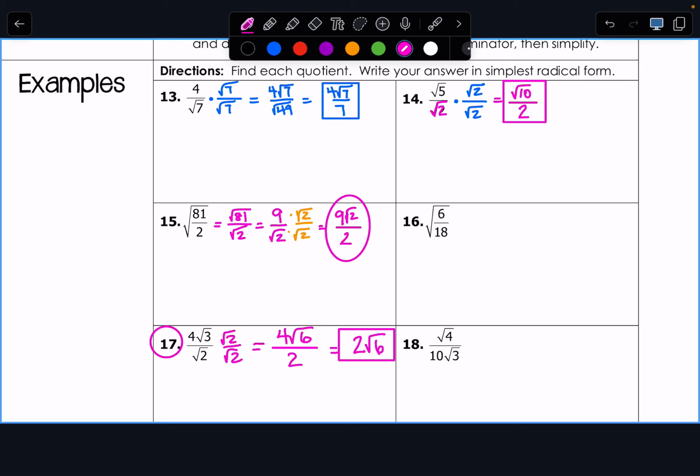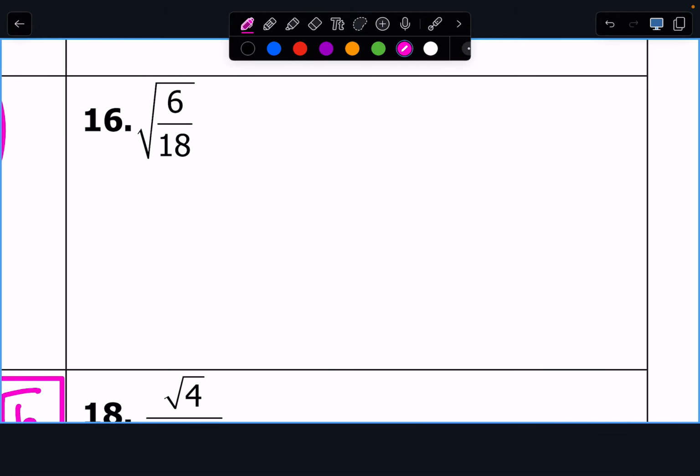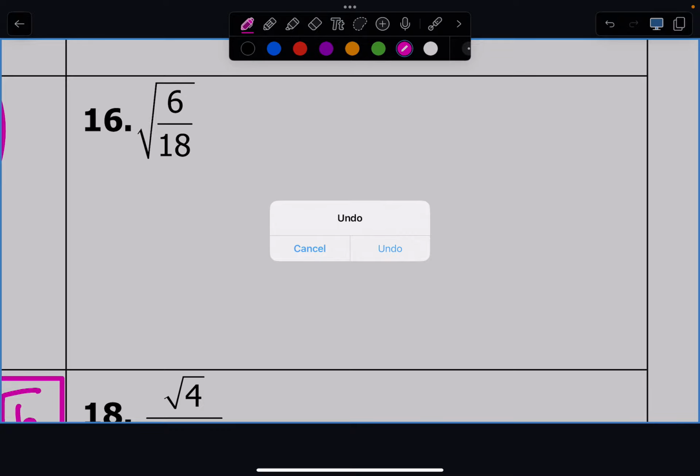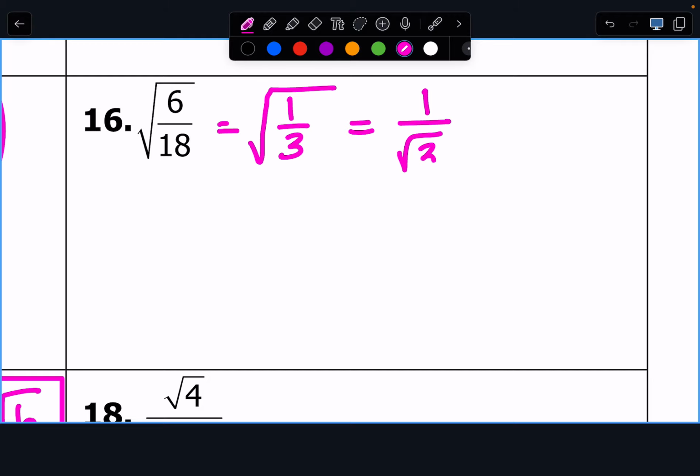Okay, so I want you to look at number 16. Yes, we can break this up into square root of 6 over square root of 18 and then multiply by square root of 18. We're going to have a little bit of a mess. What do you suppose would be a good idea to do before I do any of that? Okay, 6 over 18 can be simplified to be 1 over 3, can't it? So at this point, I have the square root of 1 over the square root of 3.